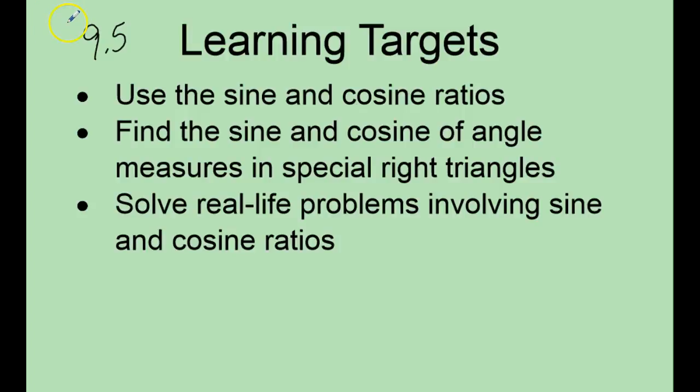Here we're looking at section 9.5 and we're continuing to look at those ratios in our right triangles. In this lesson we're going to be using the sine and cosine ratios. Then we're going to be finding the sine and cosine of angle measures in special right triangles. Right, and these special right triangles are our 30, 60, 90s or our 45, 45, 90 triangles. Then we're going to be solving some real life problems involving the sine and cosine ratios.